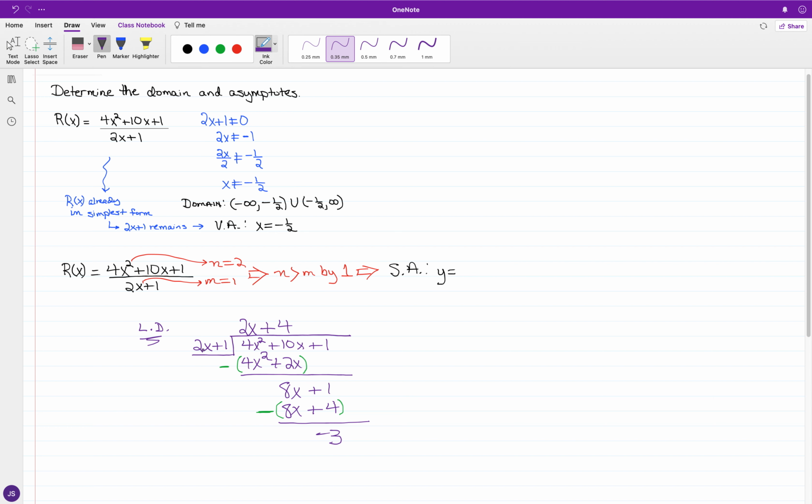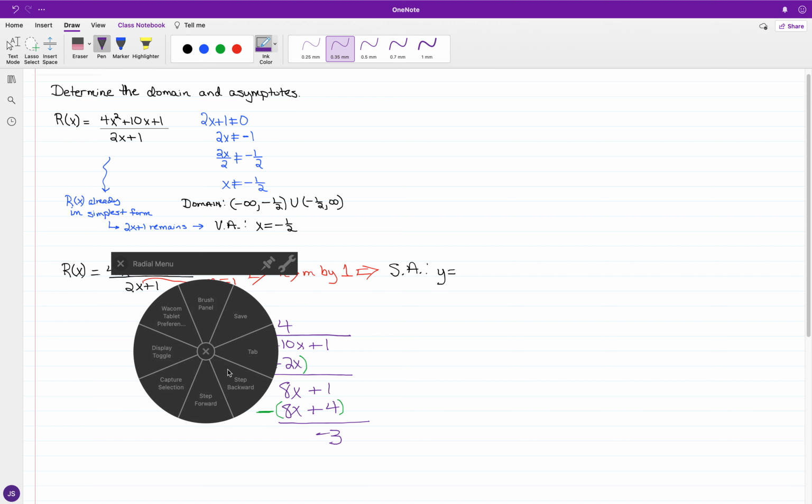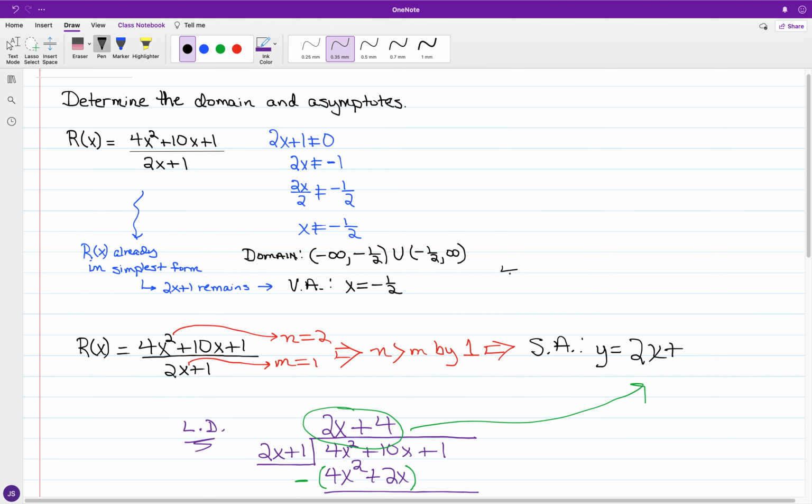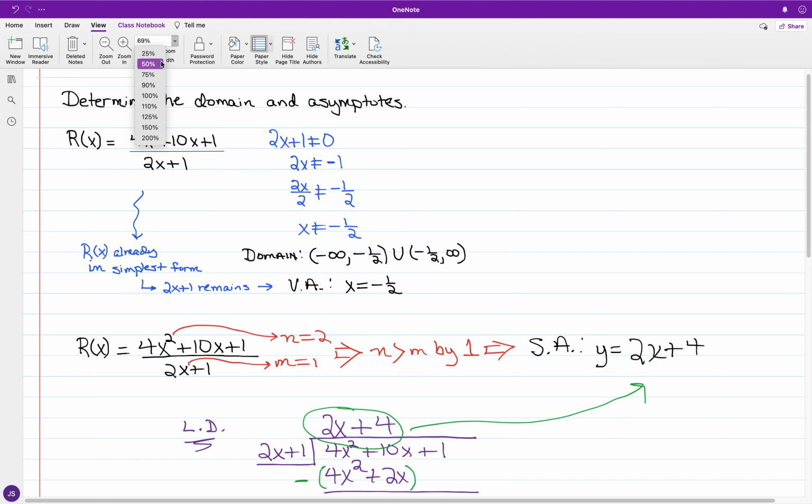Now I cannot take 2x into -3 because this time we have x of first order, and -3 is not even an x term at all. So we have the quotient at 2x plus 4. This will be that which will define the slant asymptote. So we have y is equal to 2x plus 4.